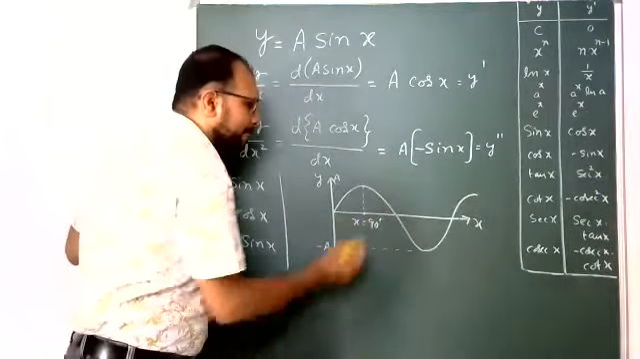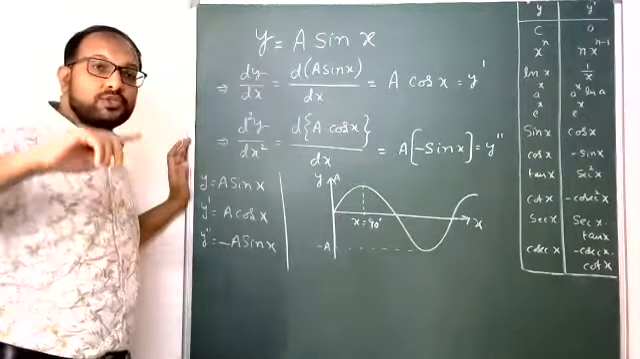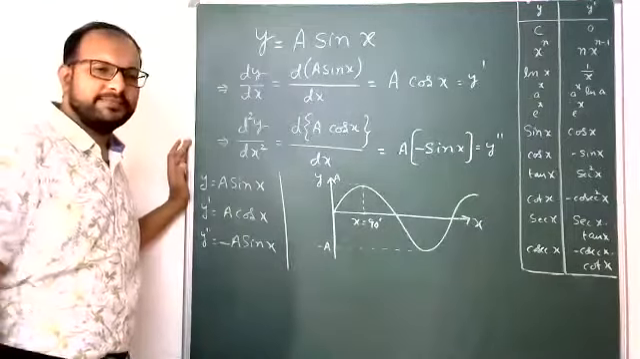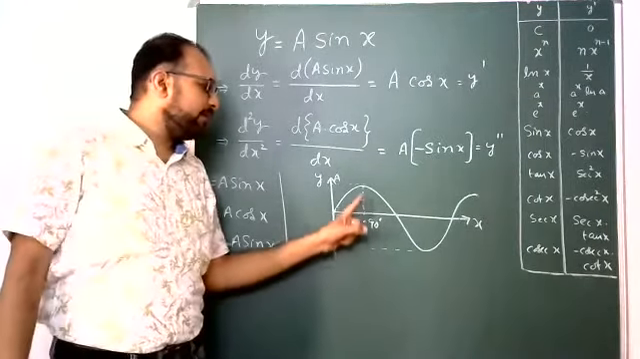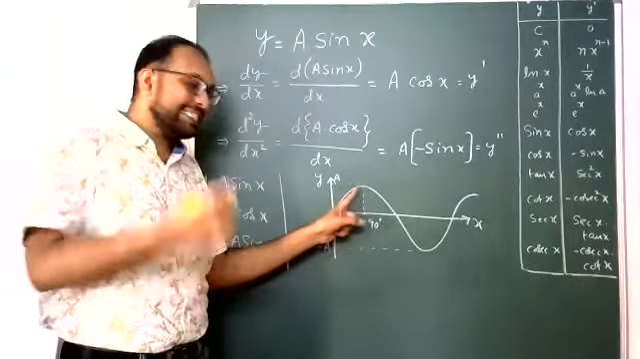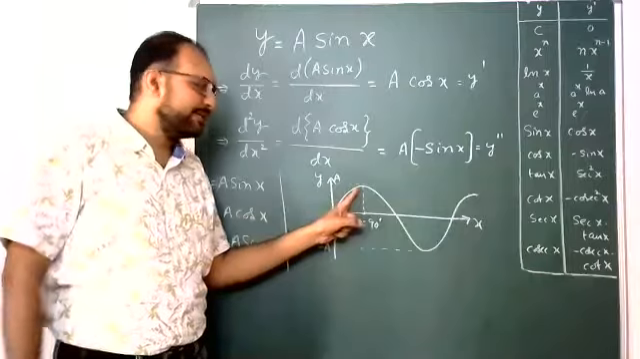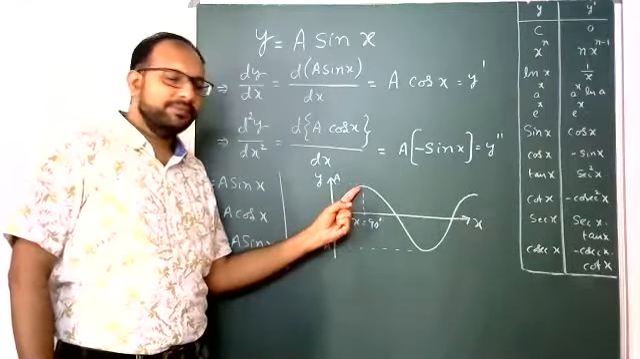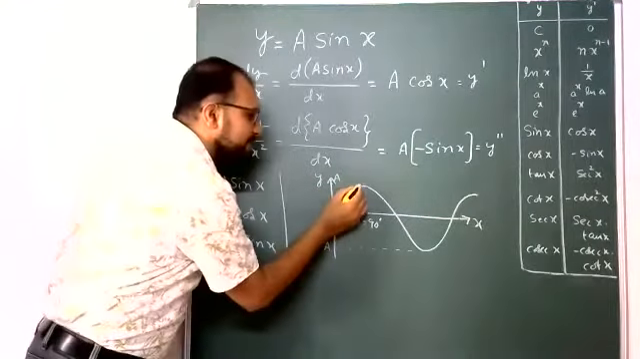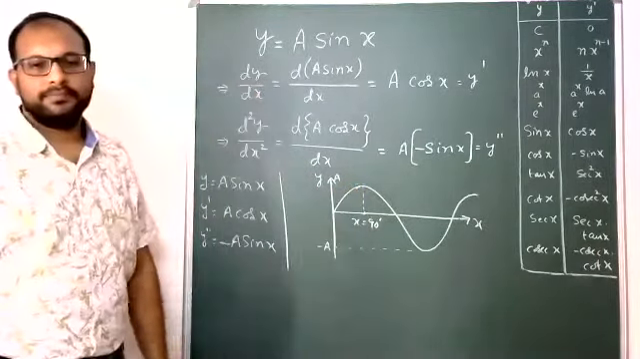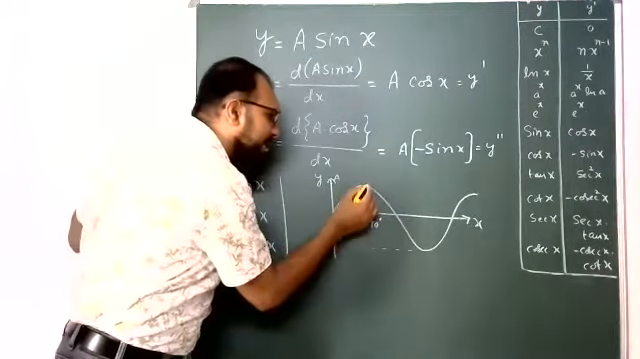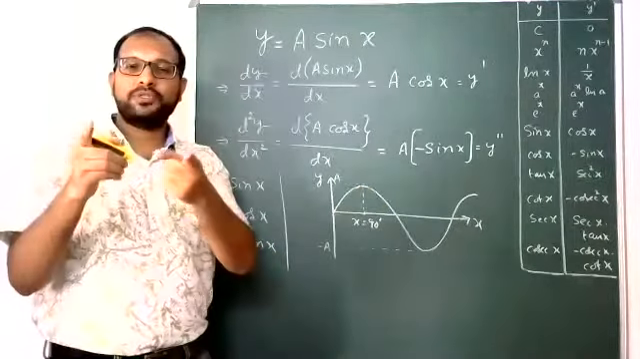Now coming to the second derivative. Students, the second derivative means slope of slope, means how the slope is changing. See here, at x equal to 90, the slope is 0, no doubt. But just less than 90, is this slope positive or negative? Just less than 90, the slope is positive. This is still a positive slope. Now just after 90, the slope becomes negative.